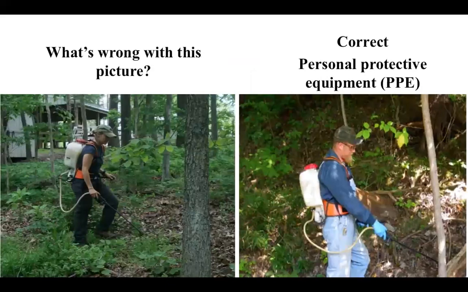If you see both these pictures, what's wrong with this picture? You can easily tell that the person spraying the herbicide directly onto the vegetation is without any protective equipment or any precautionary measures. This is the correct picture, showing personal protective equipment like a full-sleeved shirt along with gloves. In this way, persons spraying these herbicides directly on lawns or gardens are affected by a number of diseases.